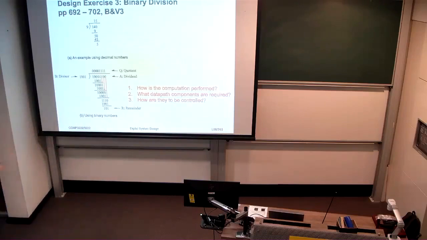So this raises the usual questions. How do we perform this computation? What data path components do we need? And how are we going to control them ultimately in our hardware design? So I'm going to put up the pseudocode up here for this computation that we've just performed, the binary version of division.